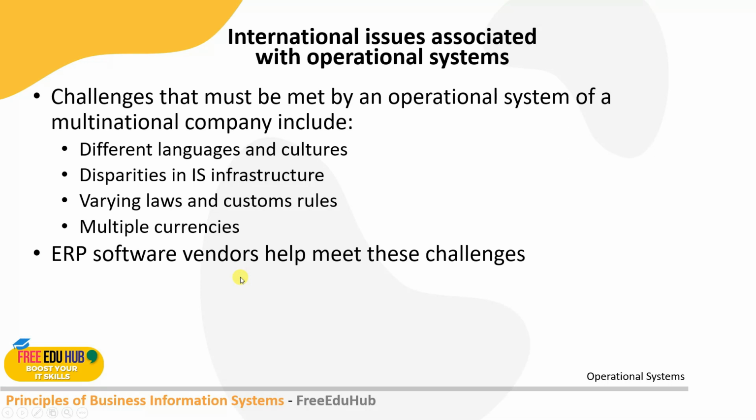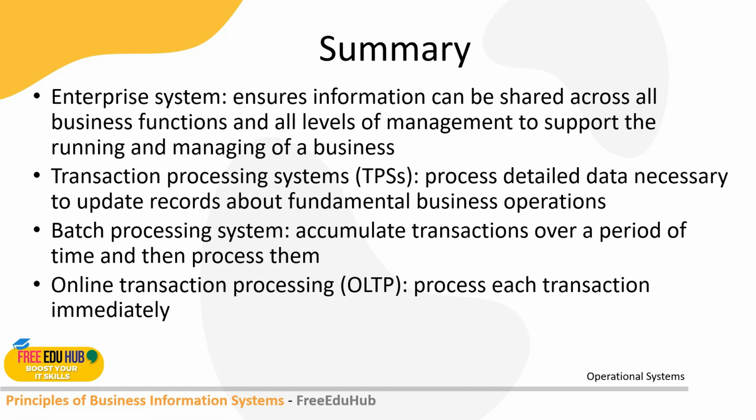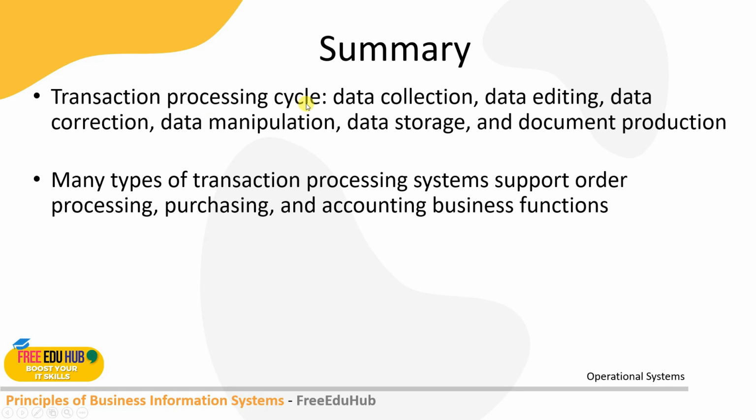This is just the summary of the chapter where enterprise systems ensure that the information can be shared across all businesses. Transaction processing systems talk about the records and the fundamentals of business operations. Batch processing is accumulated transactions over a period of time. Online transaction processing is a process of each transaction immediately. Now, the transaction processing cycle includes data collection, data editing, data correction, manipulation, storage, and document production. Many types of transaction processing systems support order processing, purchasing, accounting, and business functions.